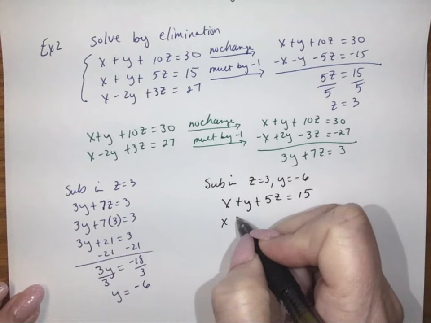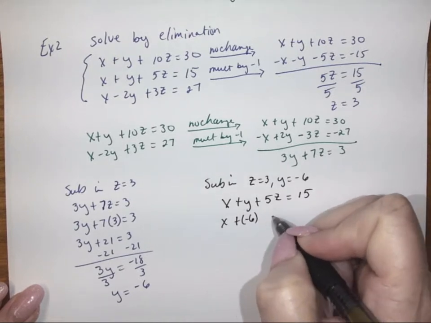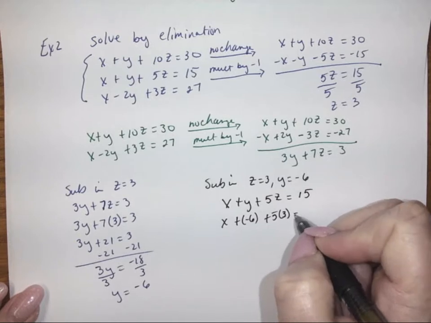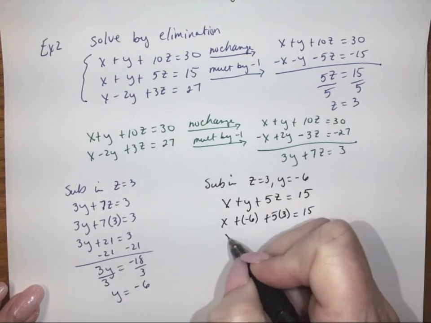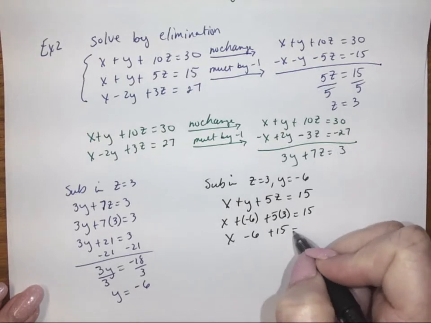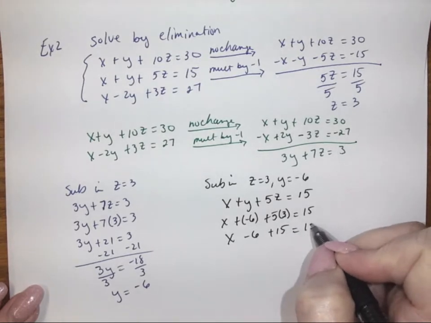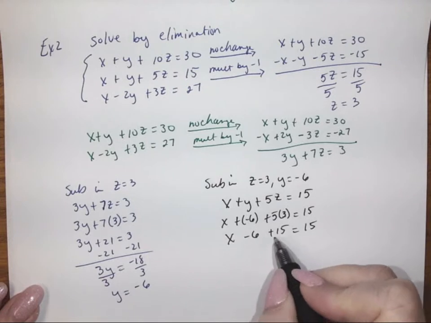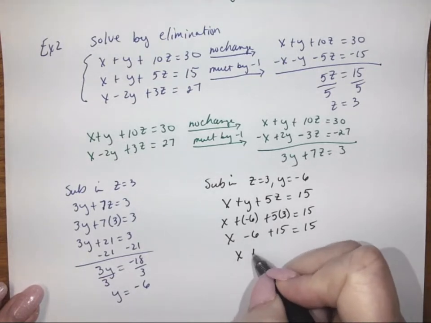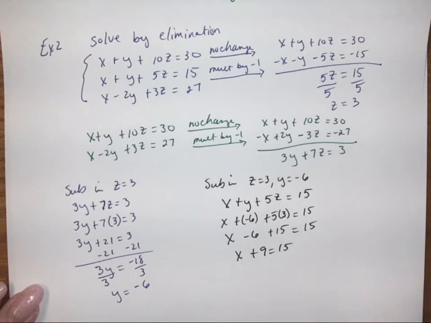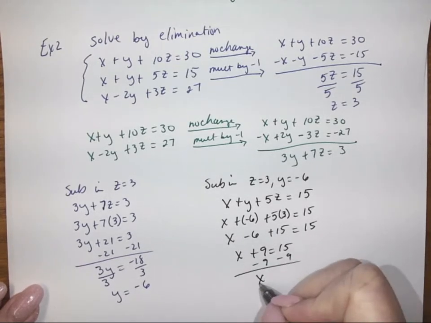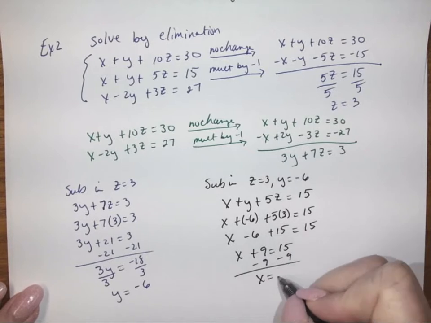So x plus that -6 plus 5 times 3 is equal to 15. So x minus 6, 5 times 3 is 15, equals 15. So 15 minus 6 will get us 9. So x plus 9 equals 15. We'll subtract out the 9, and x will equal +6.